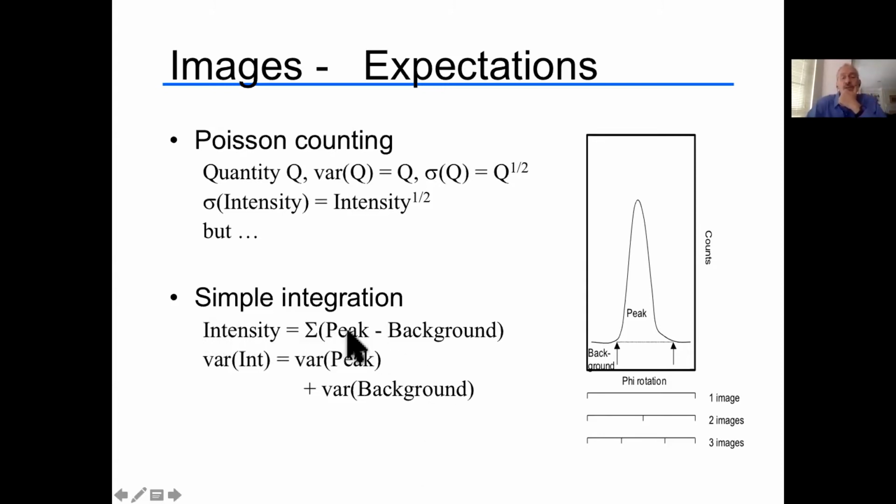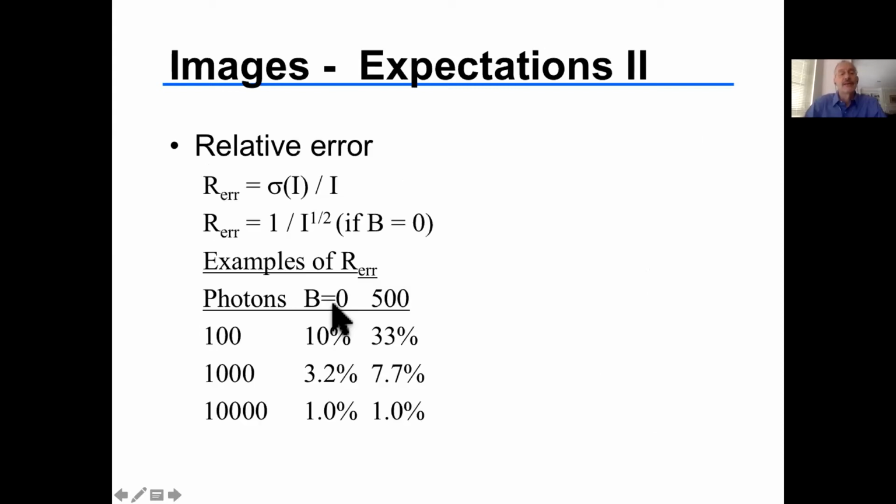So in integration here, we would take the sum of everything here, subtract the background. Because errors propagate in quadrature, from standard error propagation, we have to take the variance of the peak plus the variance of what we subtracted or added. That will give us the variance of the intensity, and we take the square root of that. So how does that work? If we look at the relative error, sigma over I, if the background is 0, this would be 1 over the square root of I, because the square root of I divided by I is 1 over the square root of I.